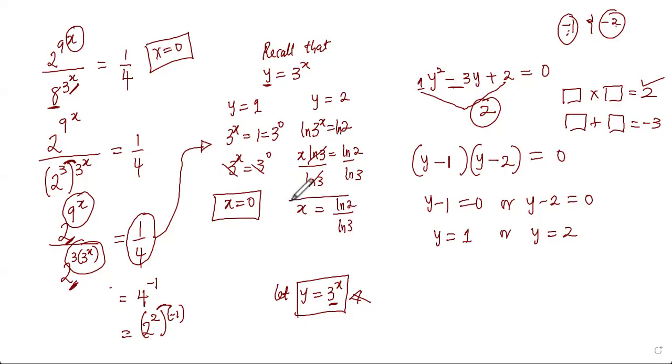You can still go ahead and put this ln of 2 and ln of 3 in a calculator to get the numerical value for x. So far, this is the value of x that could satisfy this given equation. So we got the first one to be x equal to 0 and the second one to be x equal to ln of 2 upon ln of 3.